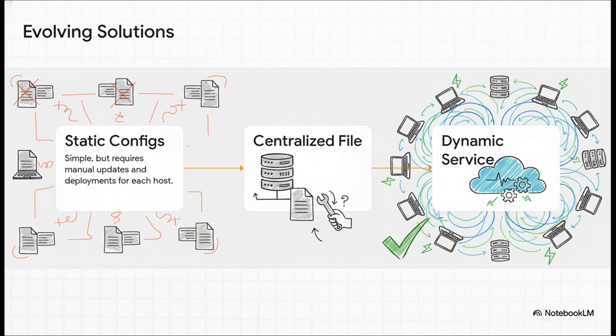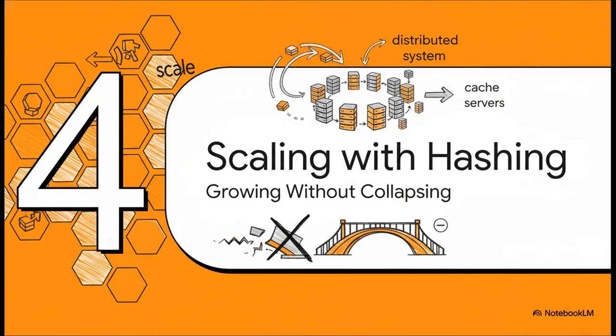The real production-grade answer is the third option, a dynamic configuration service. We're talking about tools like Zookeeper or etcd. These things automatically watch the health of the cluster and just push updates out to clients. Yeah, it's more complex to set up, but for high availability, you absolutely have to do it. All right, now for the big one, scaling with consistent hashing.